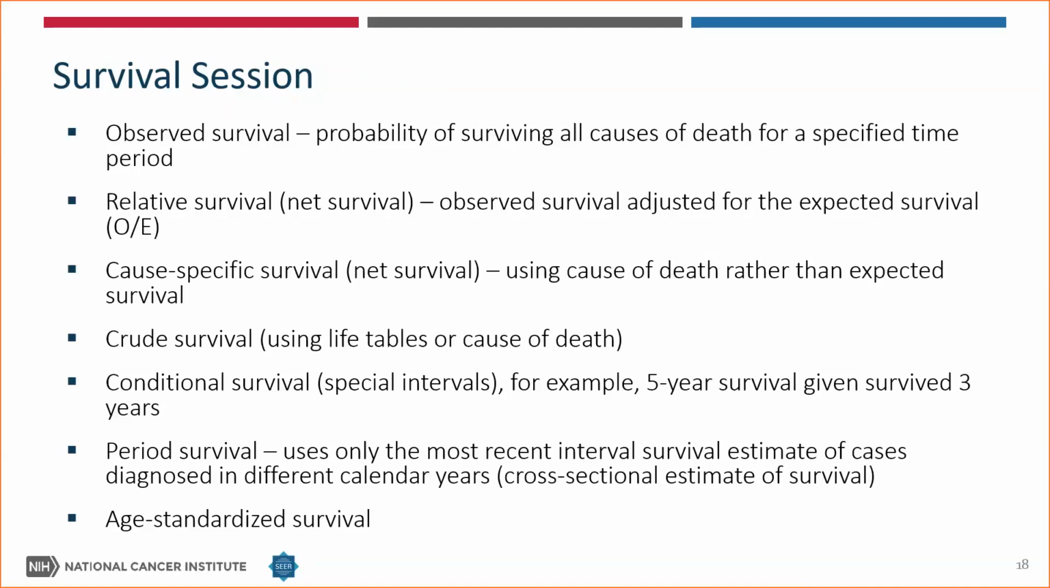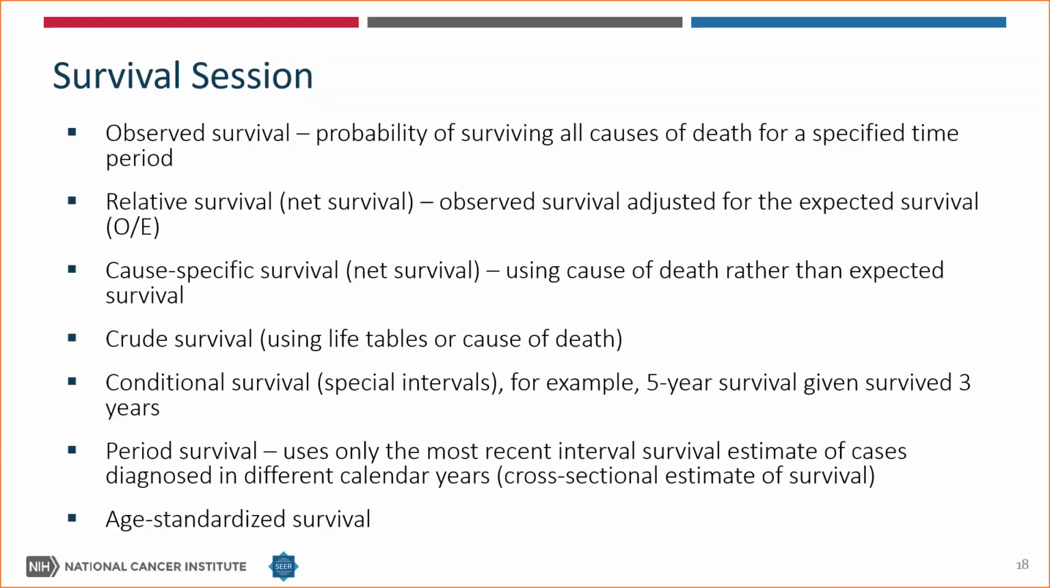SEERStat can also calculate crude survival measures. So that's competing risks in real life survival. So a person can die of the cancer, they can die of other causes, or they can survive. And that can be calculated two ways, just like net survival can be calculated with life tables or cause of death. And we can calculate conditional survival. So what's the probability of surviving 5 years given already survived 3 years?